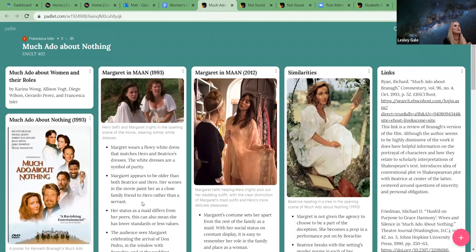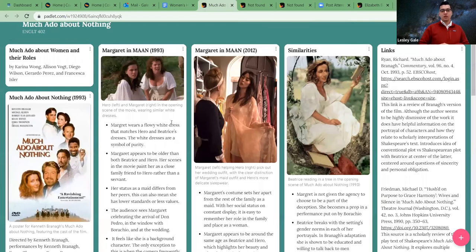Cool. All right. These are the students for Much Ado About Nothing. So for Much Ado About Nothing, I'll be doing a little bit of analysis on the two characters we chose for the film adaptations of the play, Margaret and Beatrice.